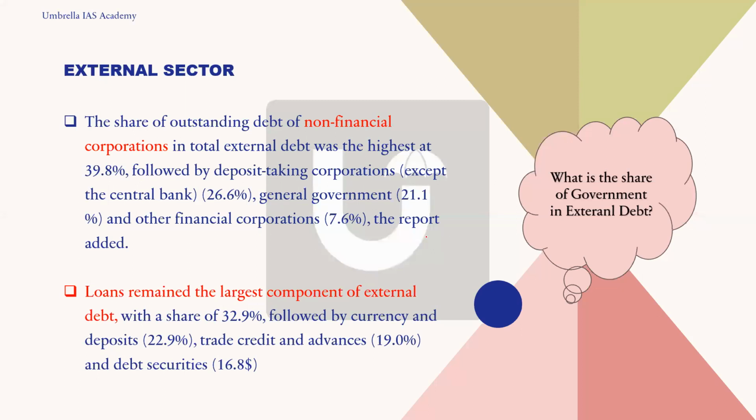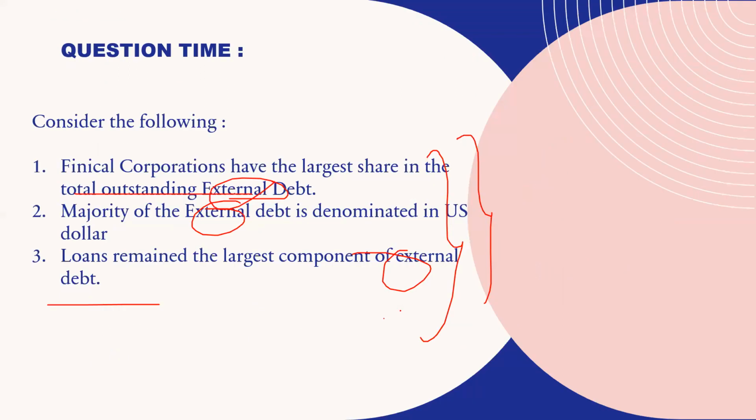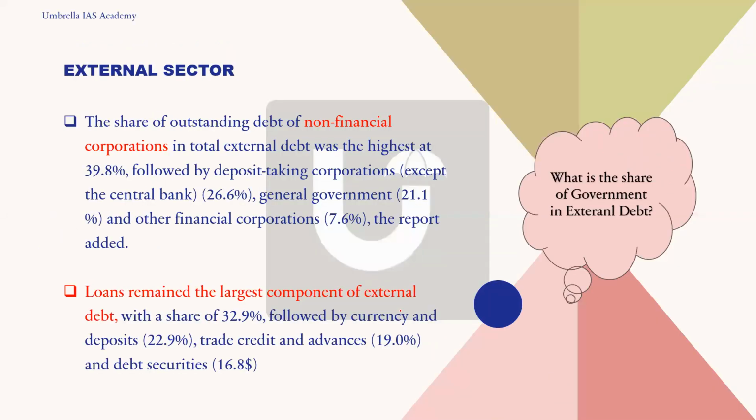So remember, non-financial corporations have the highest share. It is not financial corporations. It is not as such banks or NBFCs which take a lot of money from outside. It is the private companies, the non-financial corporations, which take external commercial borrowings. So non-financial corporations are the highest share in the external debt.